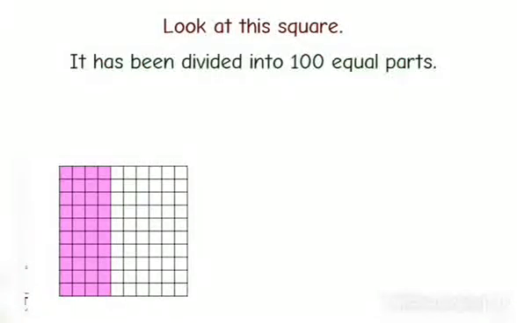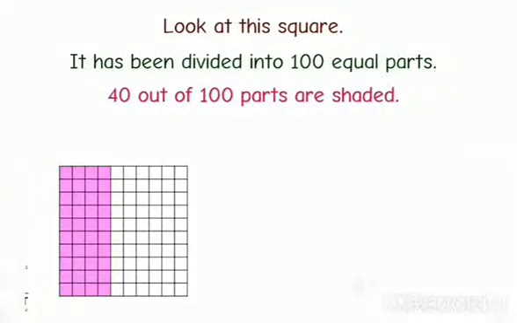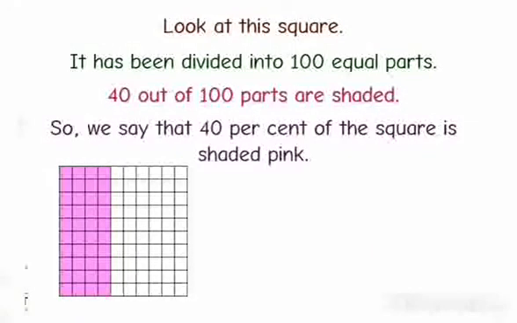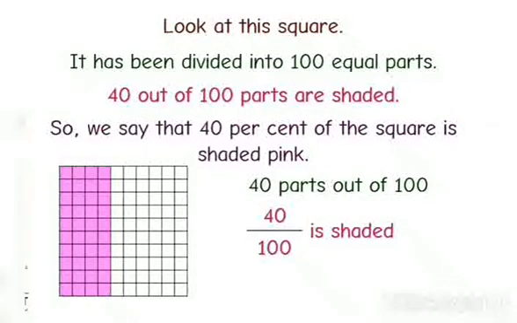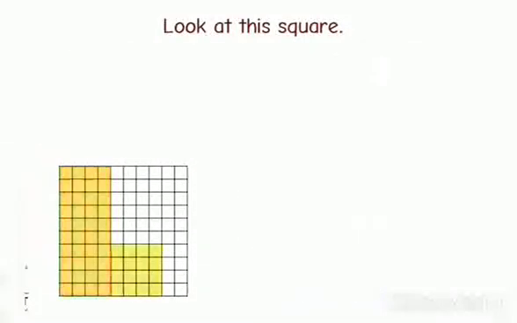Look at the square. It has been divided into 100 equal parts. 40 out of 100 parts are shaded, so we say that 40% of the square is shaded pink. 40 parts out of the 100 is equal to 40 upon 100 is shaded. In percentage, we write it as 40% is shaded.